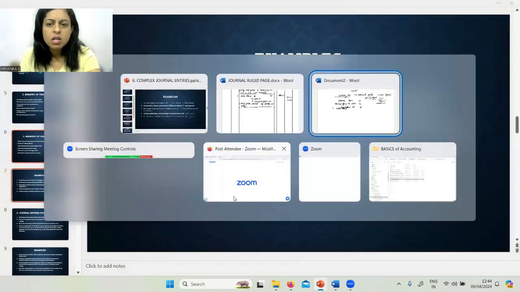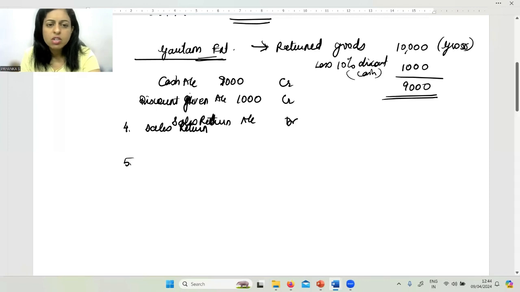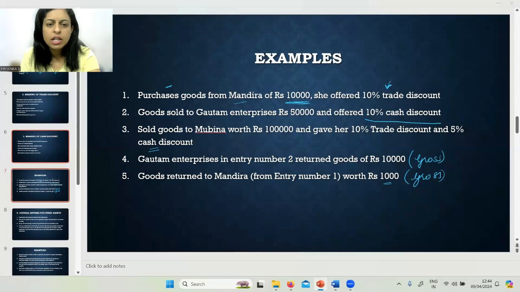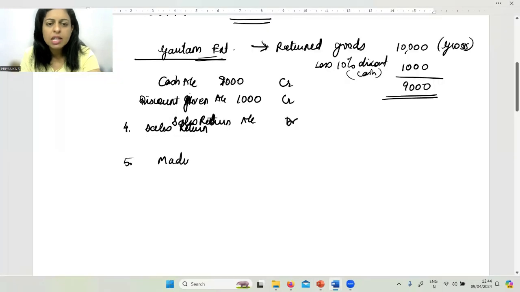Okay, remember this. So fifth transaction that we have, Mandira, right? Because we are buying in credit and there was only trade discount. So Mandira's account. And secondly, we are returning goods back which were purchased. So purchases return account. These are the two accounts.